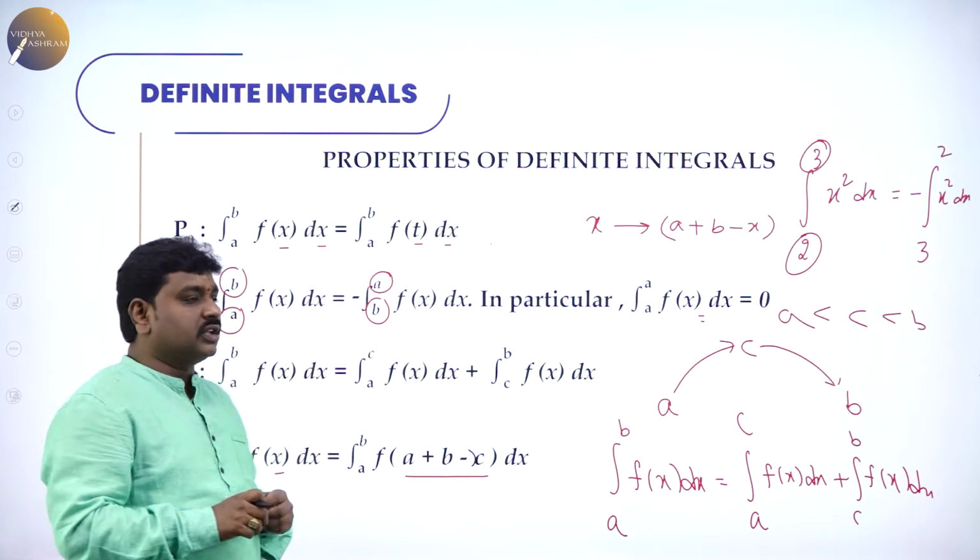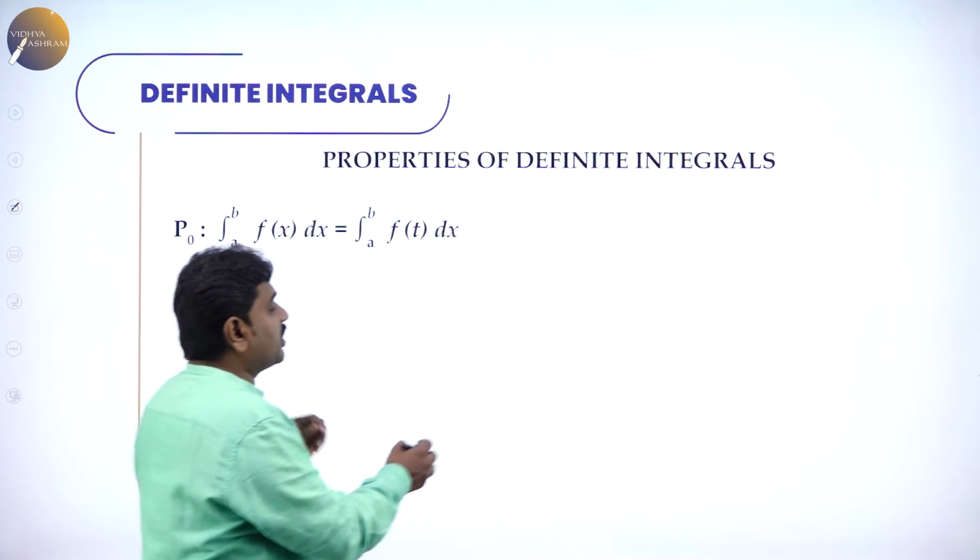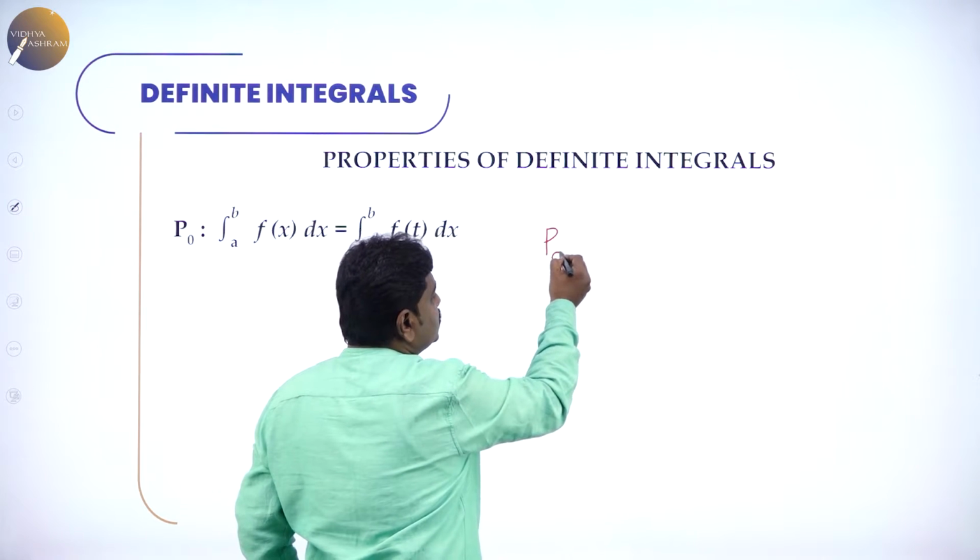Then we have the other four. So now just four properties I guided you. Let me summarize the four properties. What is P0, dear students?